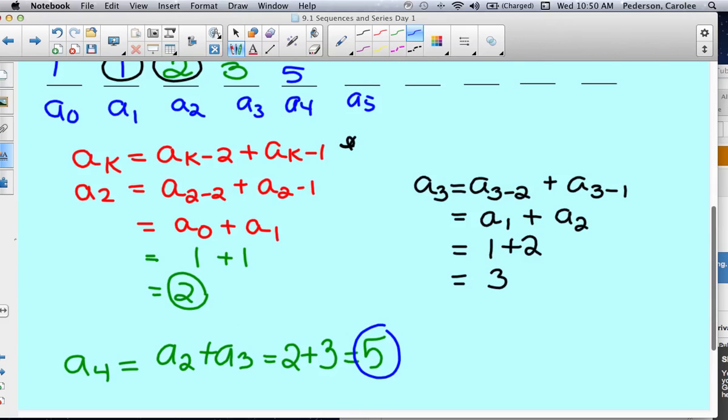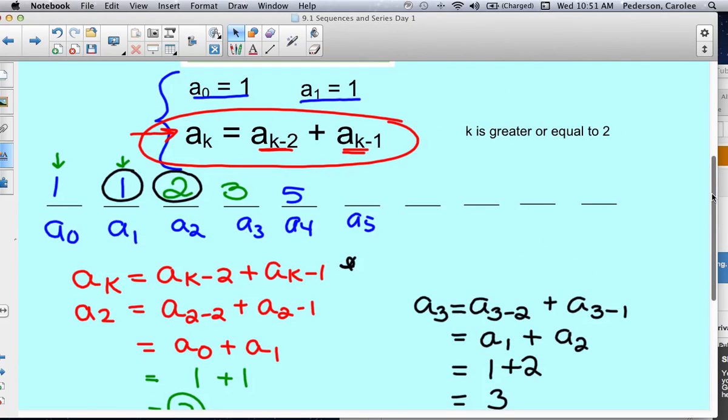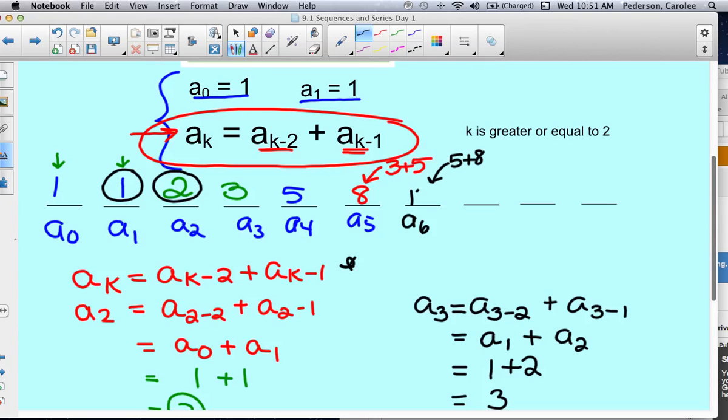And then you can continue finding the next terms. To find the fifth term, I would take 3 plus 5 gives me 8. Then the sixth term, 5 plus 8 is 13. And then a 7 is 8 plus 13, 21. And then you can continue on if you're interested. And this is how the recursive formula works, working with the previous terms to get the next terms in the sequence.